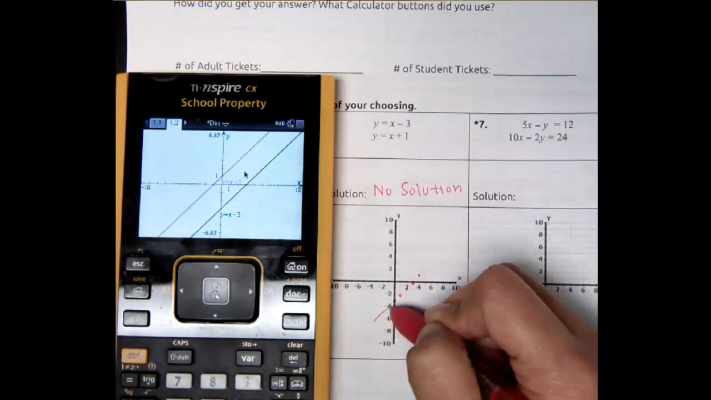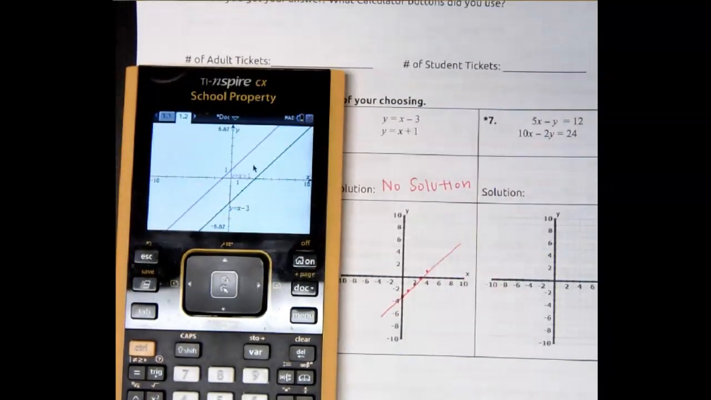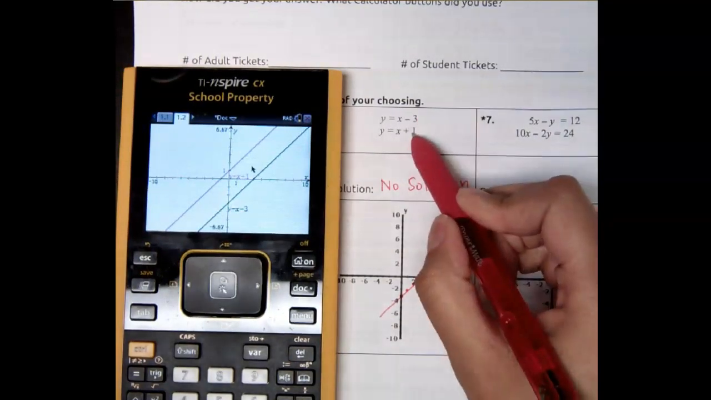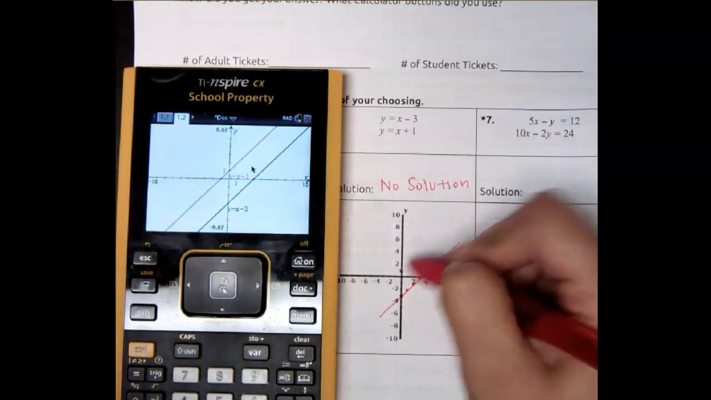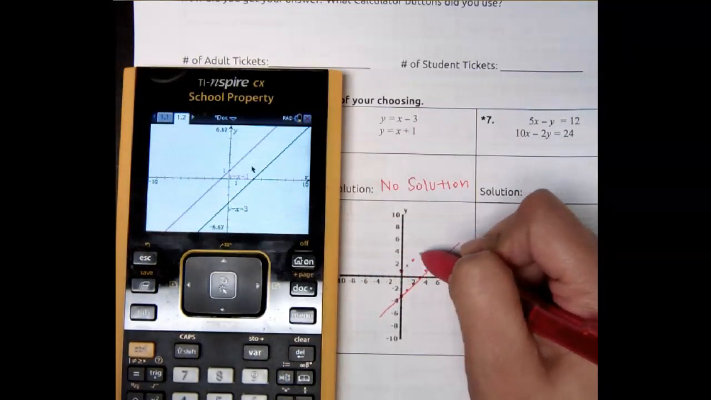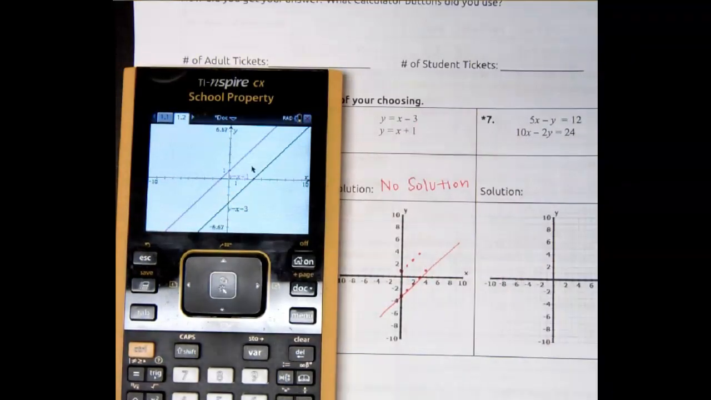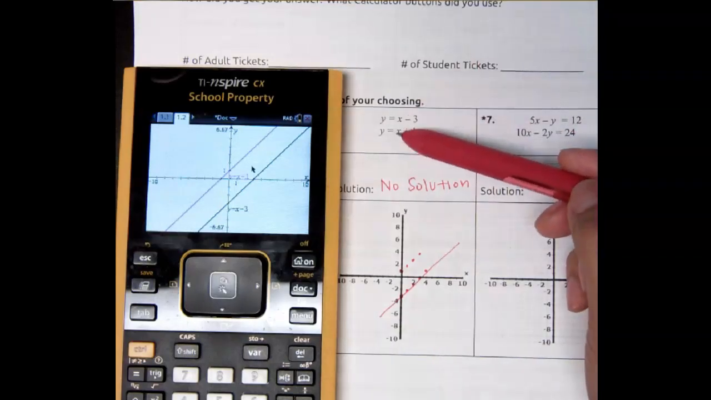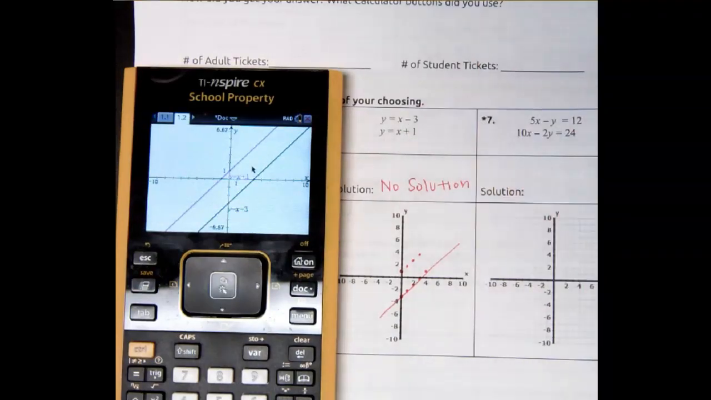I don't have a ruler, so I'm just going to pretend that that's straight. The y-intercept here is positive 1. The slope is also 1: up 1, right 1, and so on. If you graph them, you can tell that they're going to be parallel. You can also tell by looking just at the slopes, because remember that parallel lines have the same slope. And both of these have an imaginary 1 in front of x.